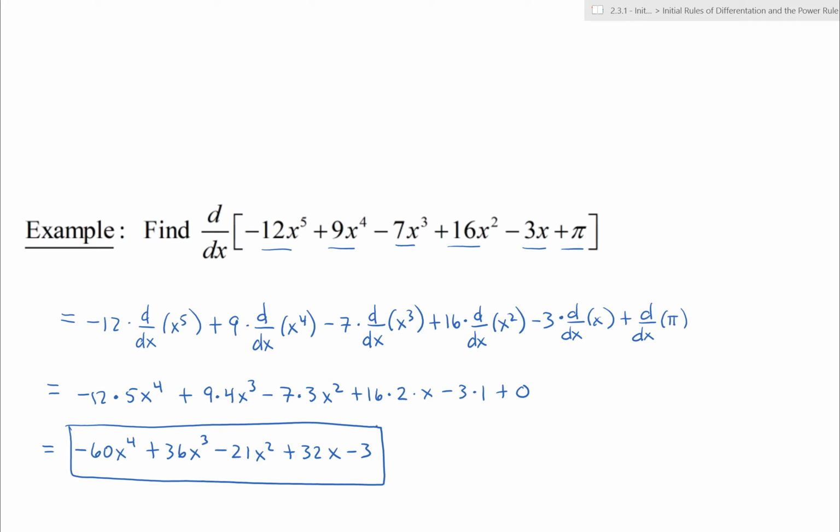So that's that first video on coming up with some initial differentiation rules. What we're going to look at next is we're going to start venturing into derivatives of exponential functions, and specifically e to the x is what we'll focus on first.